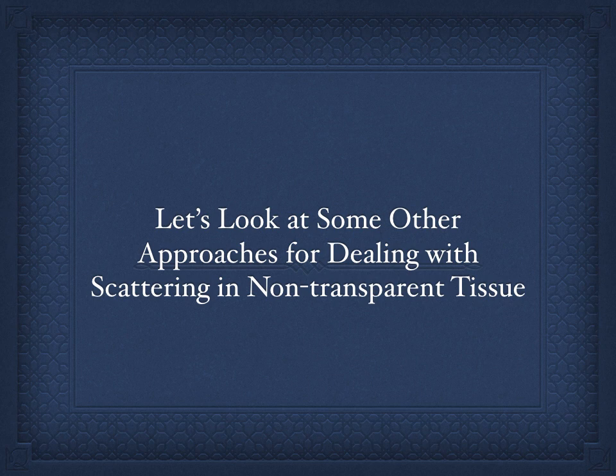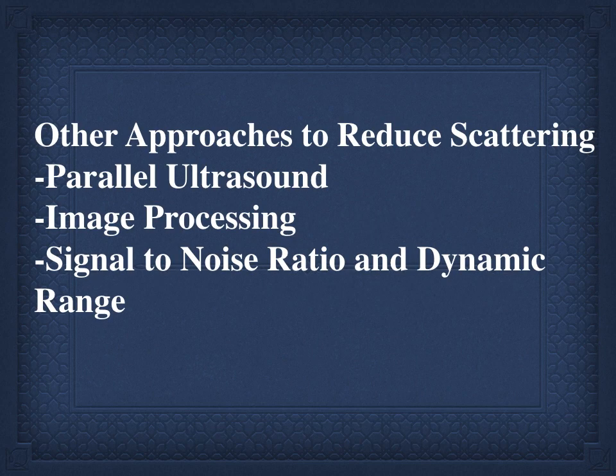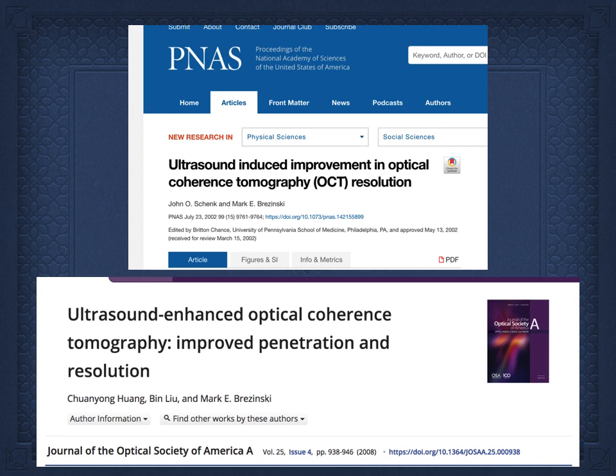So let's look at some of the other approaches for dealing with scattering in non-transparent tissue. Among the other approaches are parallel ultrasound, which is something we introduced, and I'll show you on the next slide, and it hasn't really been taken advantage of. Also image processing and controlling the signal to noise ratio. These are just some examples of how to improve the situation. I'm not going to go into that much detail about this, but our first paper on this was published in the Proceedings of the National Academy of Sciences. And then we looked at intensities and frequencies of ultrasound in the second paper in the Journal of the Optical Society of America.